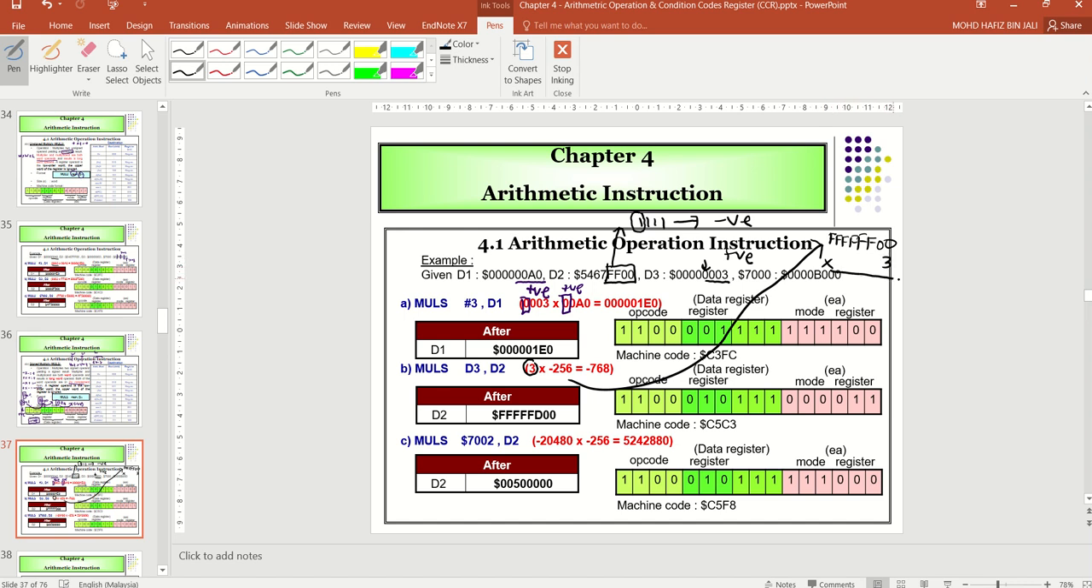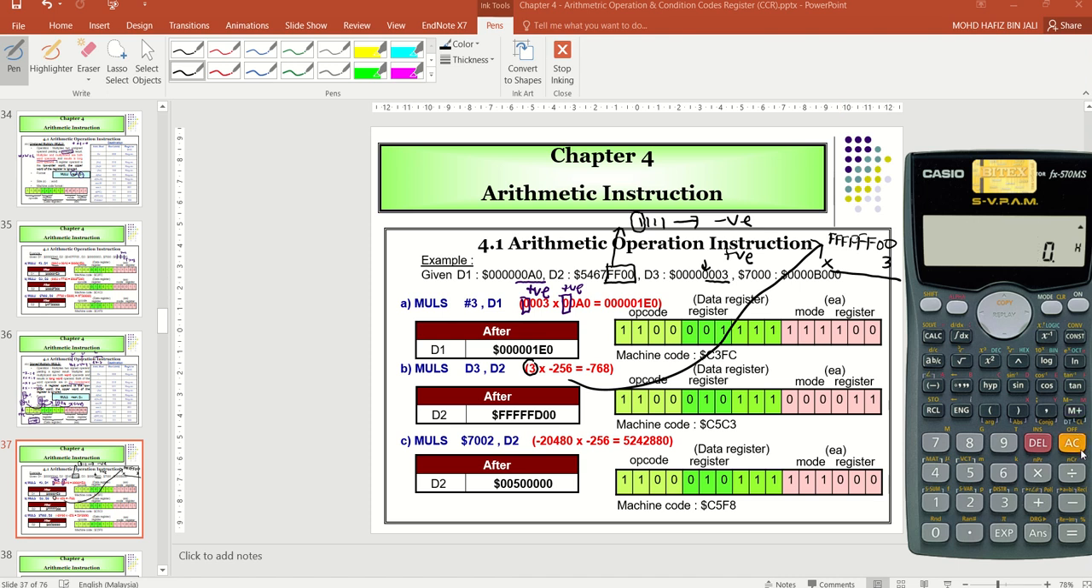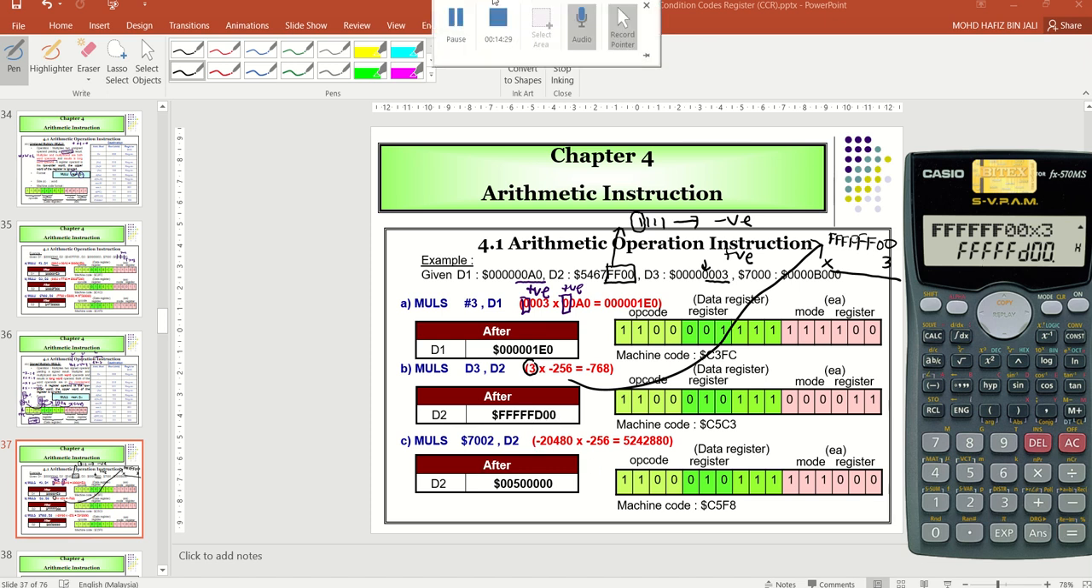Okay, so try to check the answer using your calculator. FFFF6F123456 00 times 3. So we get this answer, FFFFD00. Okay, D00.